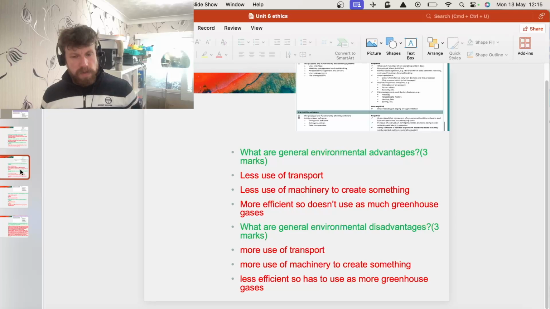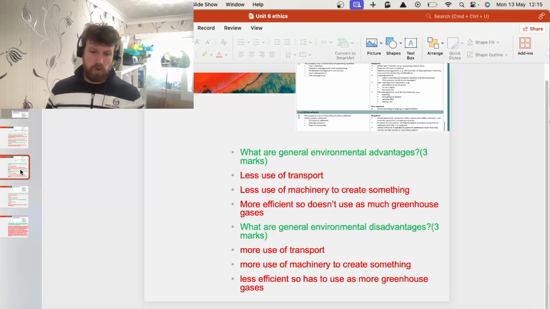Generic environmental advantages and disadvantages. Environmental advantages: if you use less transport, that's going to be less greenhouse gases, so that's better. Less use of machinery to create something, so if you're not having to get the raw materials out of the earth to create something, that's great. More efficient, so it doesn't need to use as many greenhouse gases. Those are other generic points. The disadvantages are just the inverse.